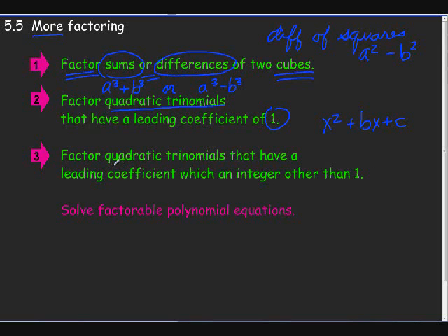Then, factoring quadratic trinomials that have a leading coefficient which is other than 1. Aha! This is the ax squared plus bx plus c, where my a is something which is not 1.